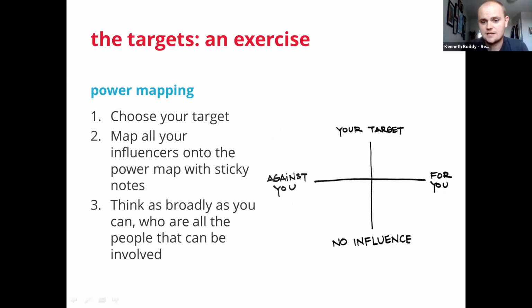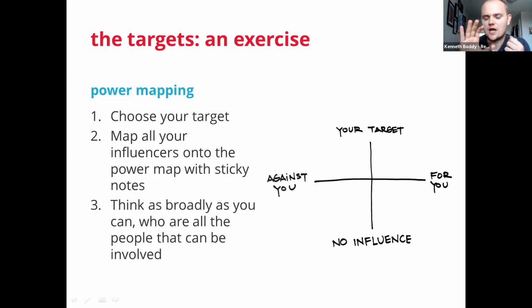The second exercise that we have that's often quite useful is a power mapping exercise. This is if you already have an idea of who your targets might be. You want to think of your final decision maker. Who's the final decision maker? And then you want to think about mapping people onto this little graph that you see here of how much are they for you versus against you, and how much influence do they have over the decision maker versus no influence over the decision maker.